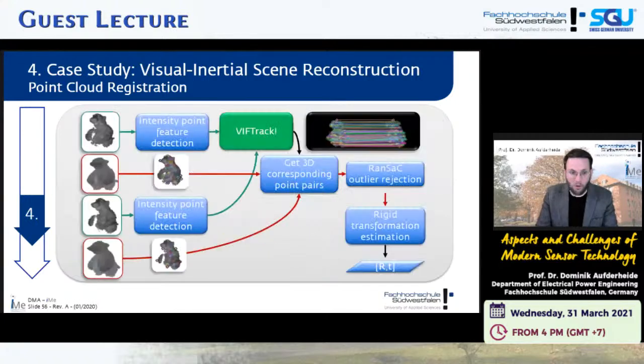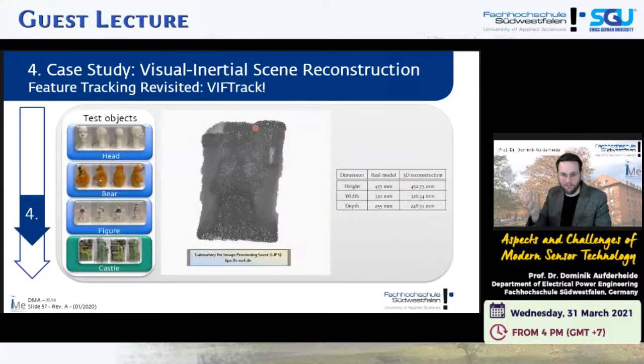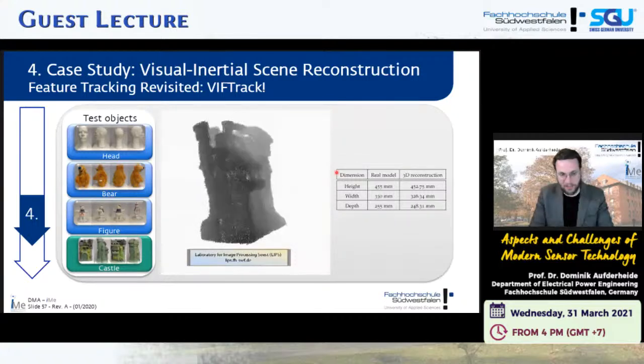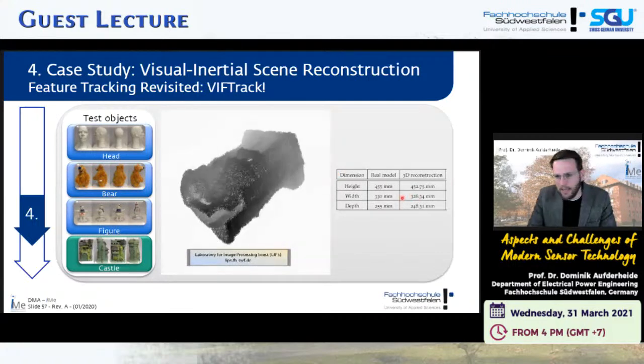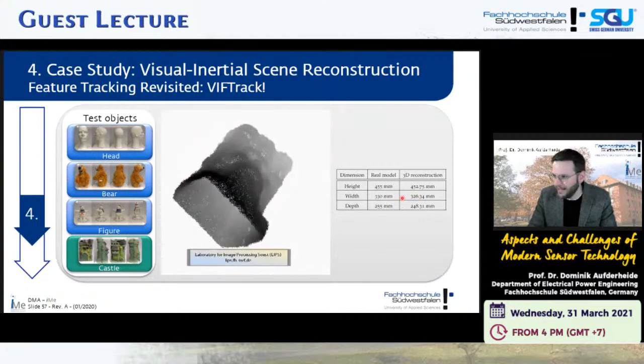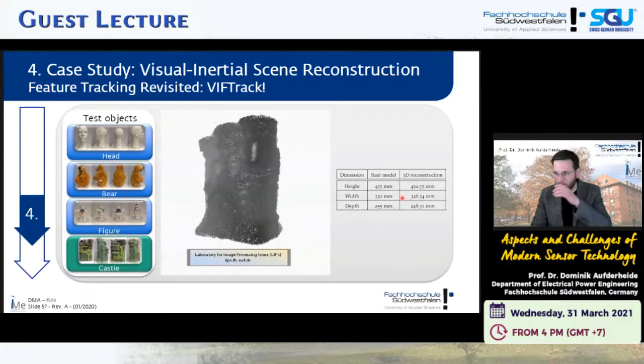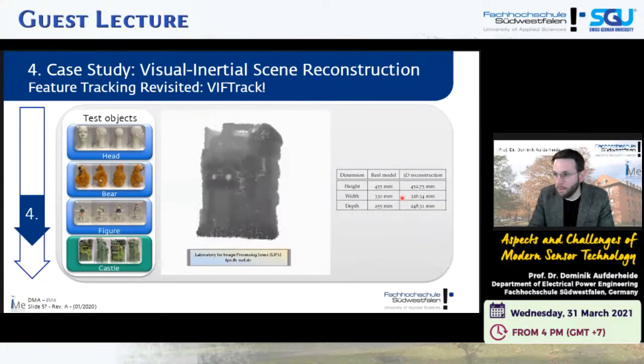But there also our visual inertial fusion scheme works, because we could now also include the intensity point features and the inertial information in order to optimize the fusion of the point cloud information. And this is then one example of the dense model created from a test object, where, from the reconstruction point of view, we are talking about 3 to 4 millimeters in error. So it is okay. We would just work on an improvement later on.